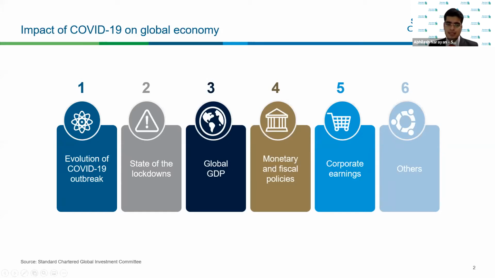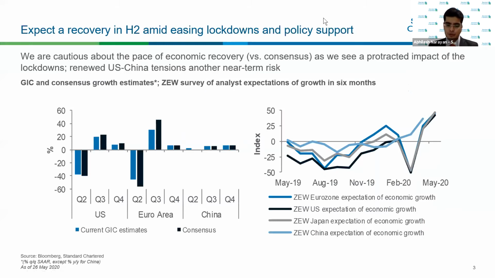If we move on to the next slide, it shows how we view the evolution of global growth. At a headline level, we are more sanguine about global growth than what market consensus expects. If you look at the chart on the left, what it shows you is that at Standard Chartered's Global Investment Committee, we believe that yes, global GDP will contract in this quarter, but the contraction will be much less than what markets are expecting or what markets are fearing.